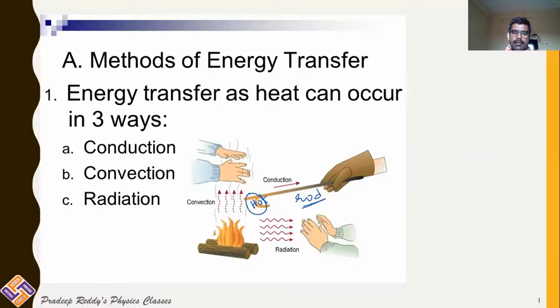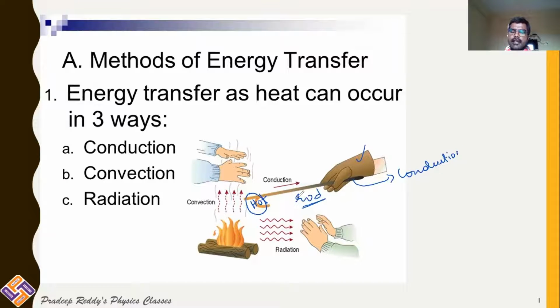But after some time, the other end of the rod, which is not in contact with the fire, also gets heated up. So in order to avoid that heat, you are using a glove. This glove is a thermal insulator, which means it does not conduct any heat energy. So to save yourself from this heat energy, you take a glove and catch that rod. So in this process, heat transfer is by way of conduction.